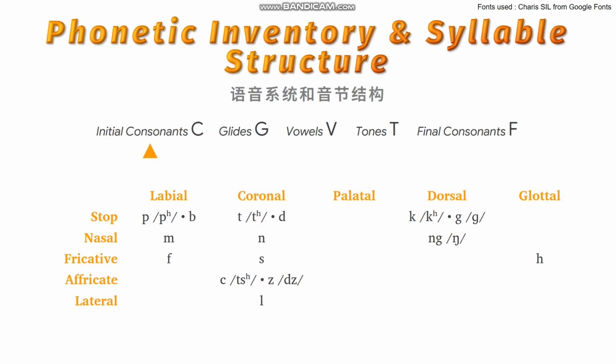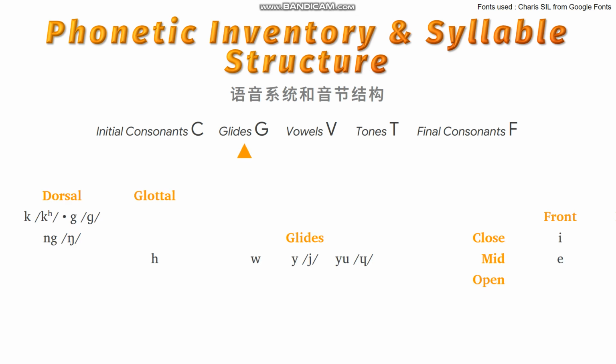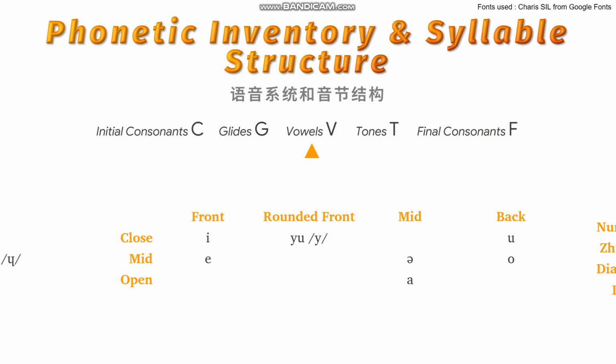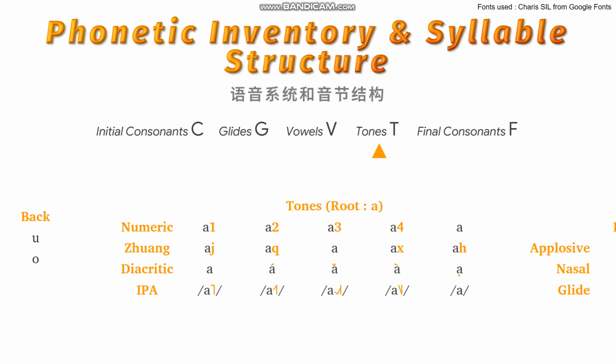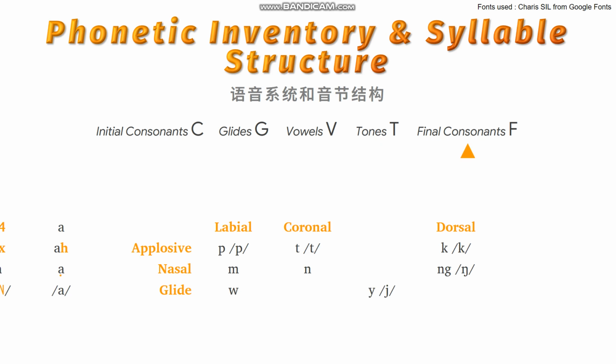The phonetic inventory looks like this. Pa, ba, ta, da, ka, ga, ma, na, nga, fa, sa, ha, ca, za, la, wa, ya, i, u, e, o, a. Note that the Zhuang tone system is rare, because for foreigners, it's difficult. You may read it out as aj, or something like that.